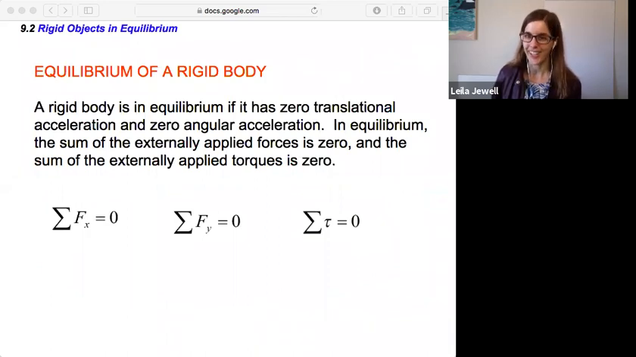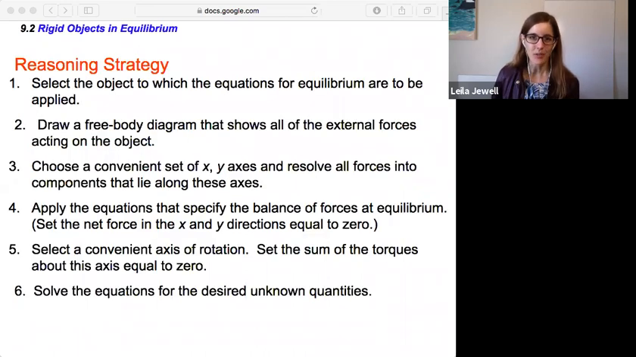Well, we have another reasoning strategy. First we're going to select the object of interest, then draw a free body diagram that shows all the external forces acting on that object. So anything outside that object that's pushing or pulling on it. Choose a convenient set of x and y axes for each object and resolve all forces into components that lie along these axes. This is similar to what we did with forces in Newton's second law. Then, step 4, apply the equations that specify the balance of forces at equilibrium, so the net force in the x and the y directions equal to 0.